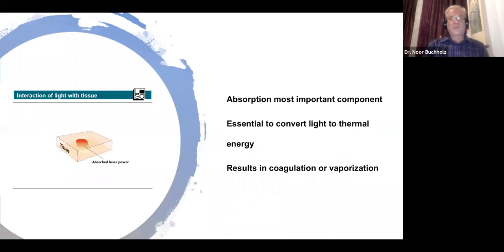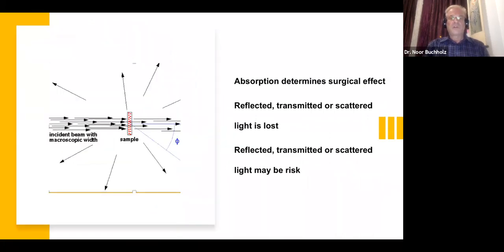The absorption is the most important component. The energy that is absorbed by the target is the energy that we use to get the desired effect. And the desired effect happens by converting light to thermal energy, heat basically. And that in turn results in either coagulation or vaporization of fluid. So the absorption determines the surgical effect.